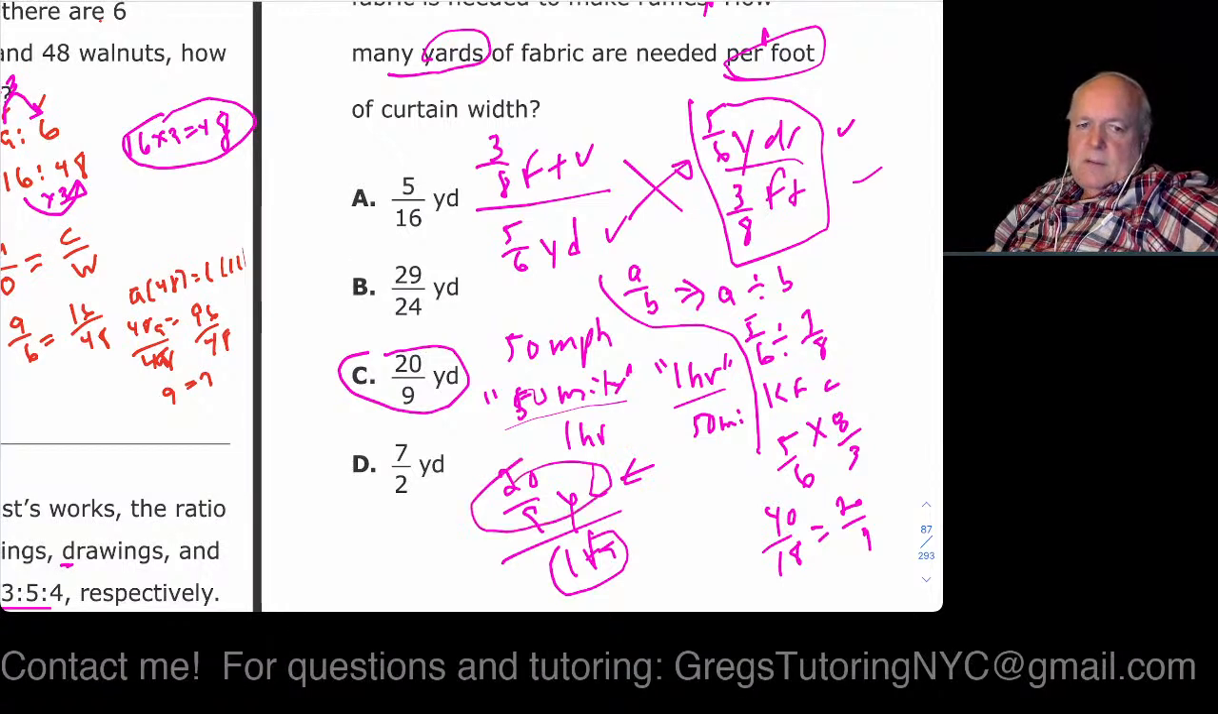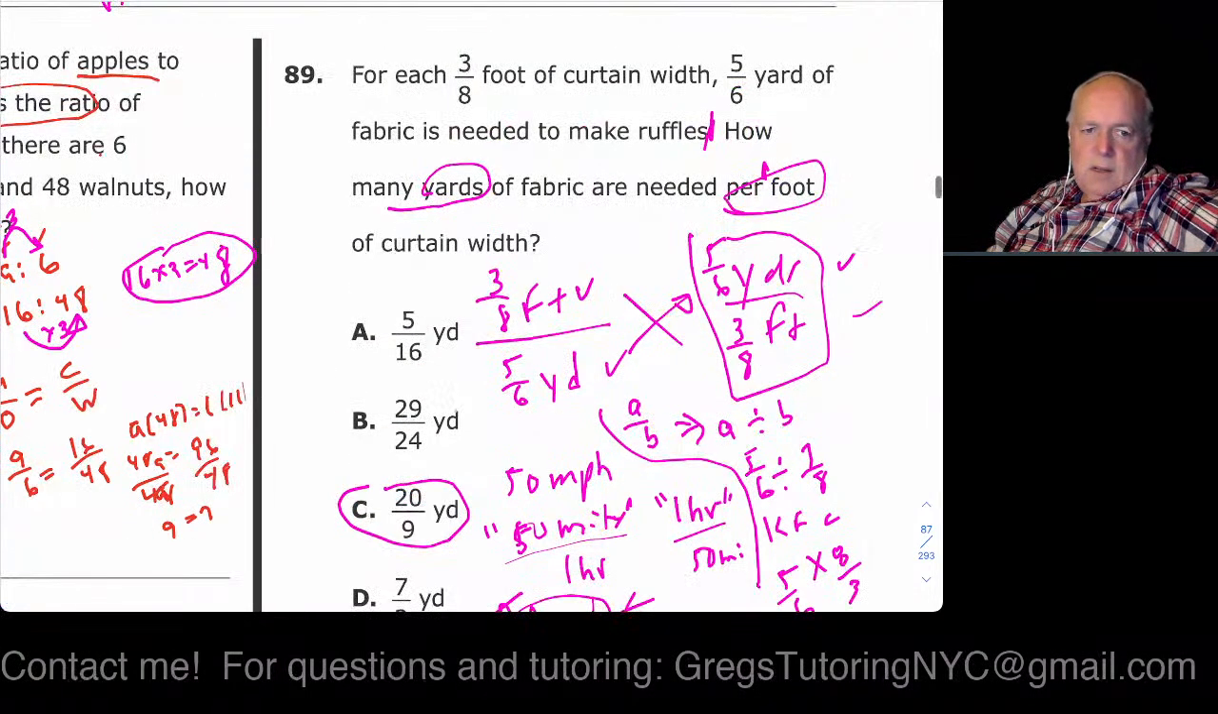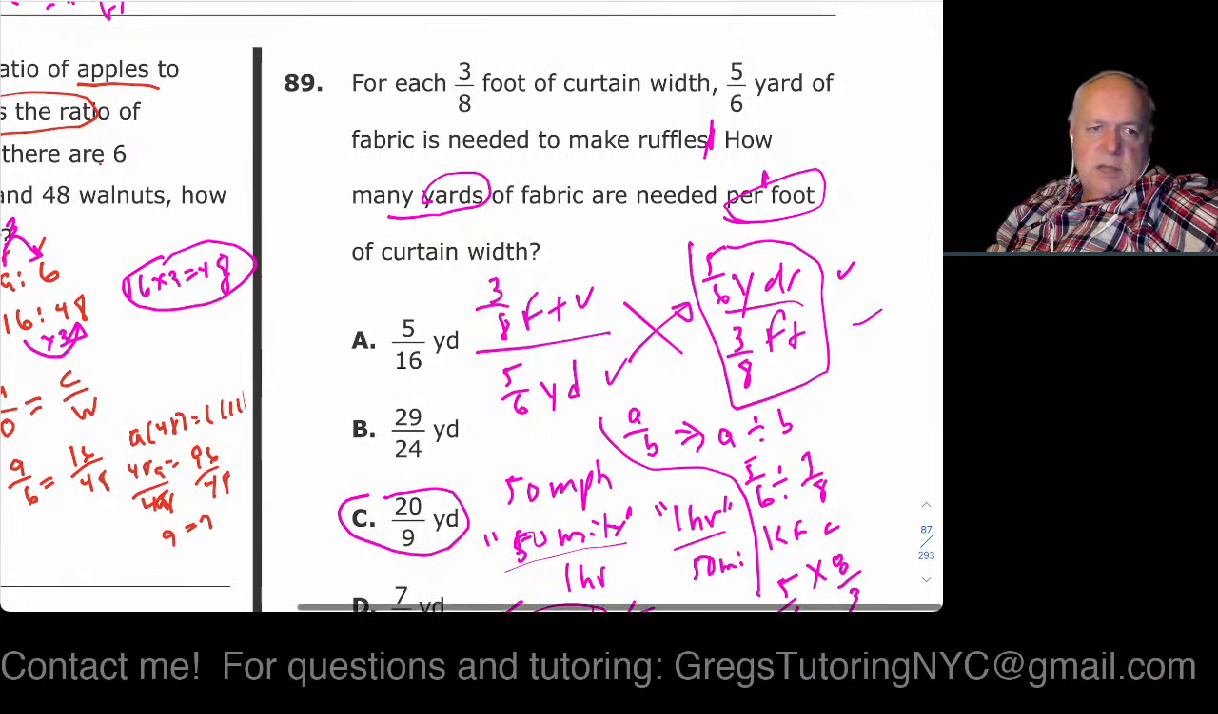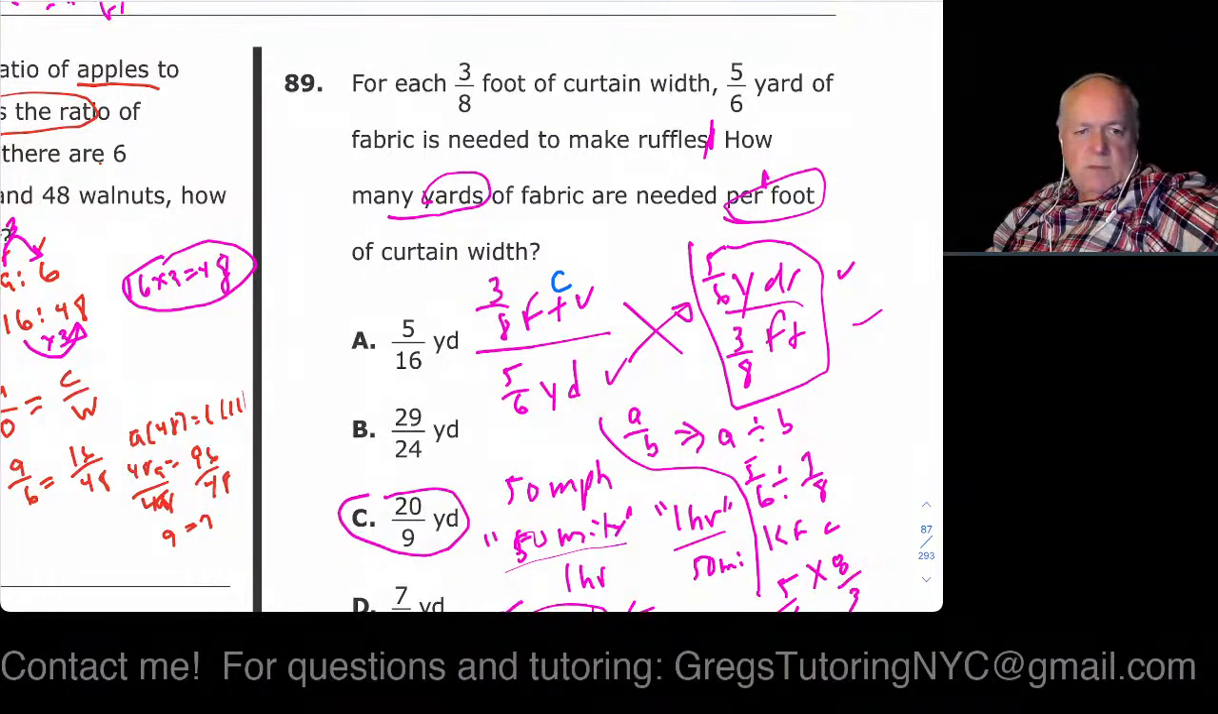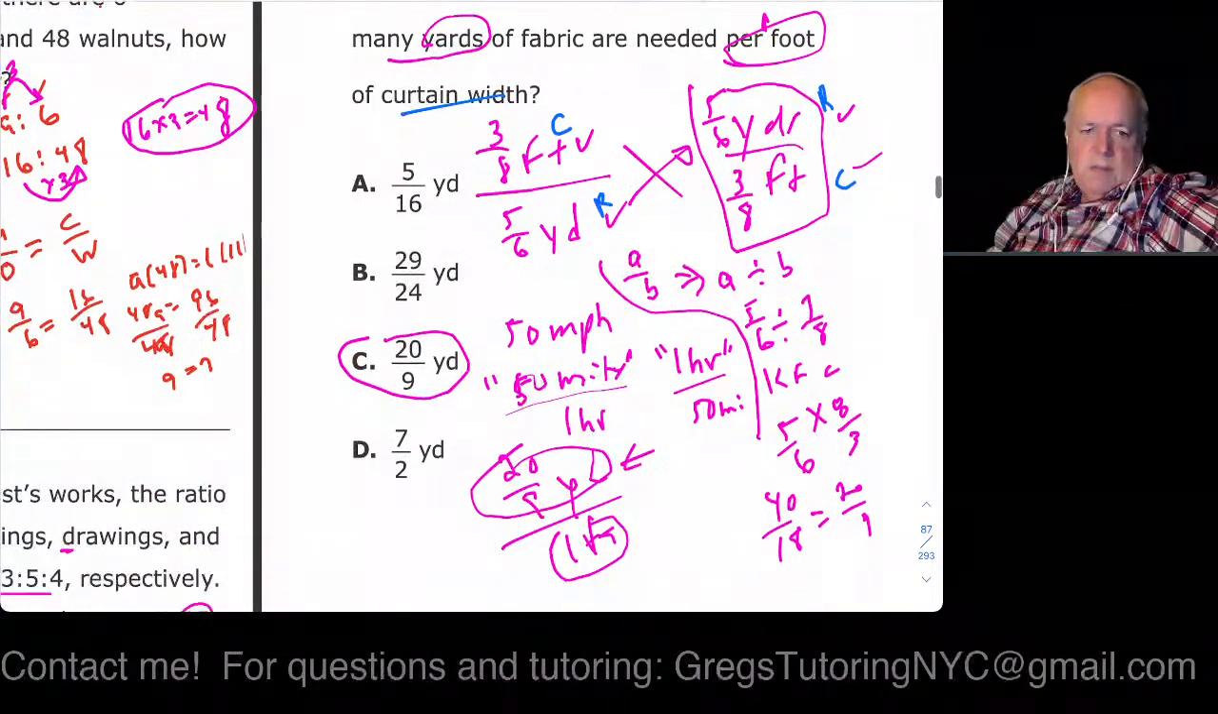Okay? Right? And if you wanted to get more specific, this was curtain. Let me change the color of this just to be clear, because this can get tricky. It's an easy question, but at the same time it's not. This was curtain, right? Versus the ruffles. And basically we converted to the ruffles over the curtain. So they're asking us per foot of curtain, right? So this is going to be yards of ruffles per foot of curtain.